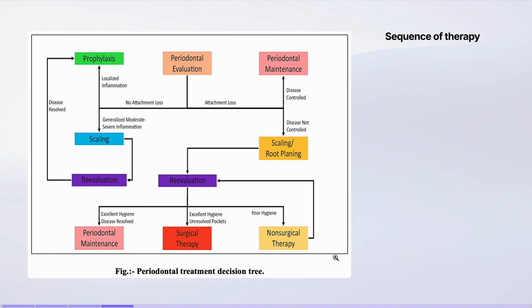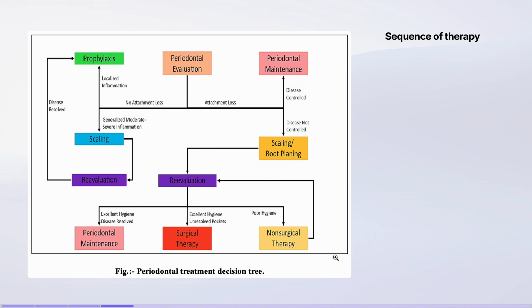The sequence of therapy is as shown in the diagram. For the periodontal evaluation, if there is no attachment loss and only localized inflammation, we use the prophylaxis treatment. If there is generalized moderate to severe inflammation upon scaling, we need to reevaluate after a few months whether the disease is resolved or not.